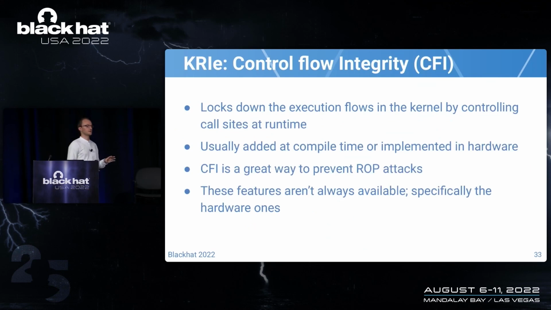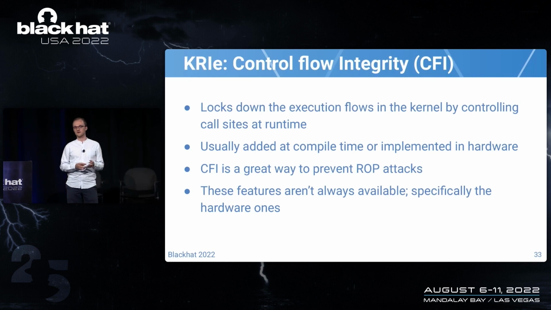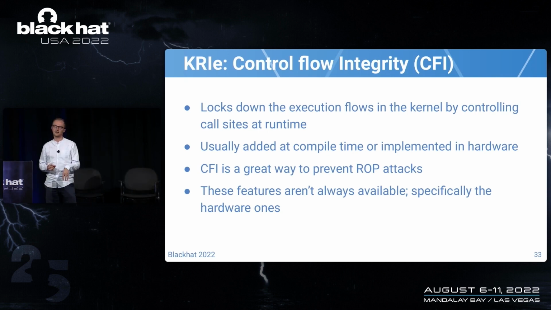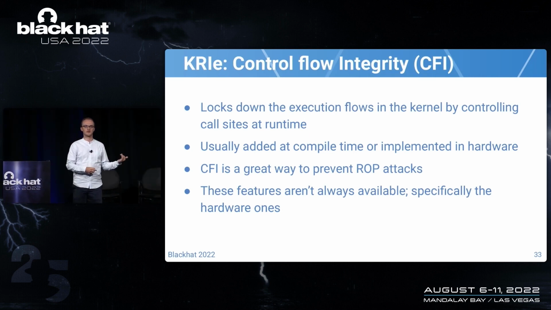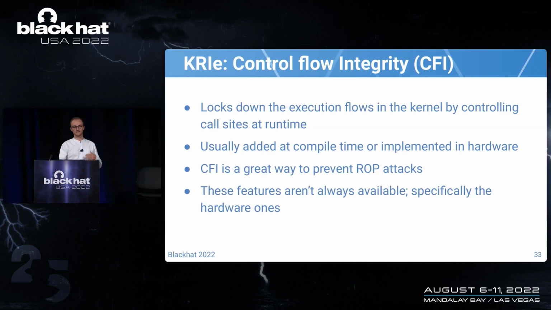All right, so another way to detect ROP chain attacks is control flow integrity. CFI is a very well-known feature of many programs that lock down the execution flows within the kernel by controlling call sites at runtime. They are usually added at compile time, but sometimes they are added in hardware as well. CFI is a great way to prevent ROP attacks because it prevents you from jumping wherever you want inside the kernel, which is basically what ROP attacks do. These features, unfortunately, are not always available, specifically the hardware ones.